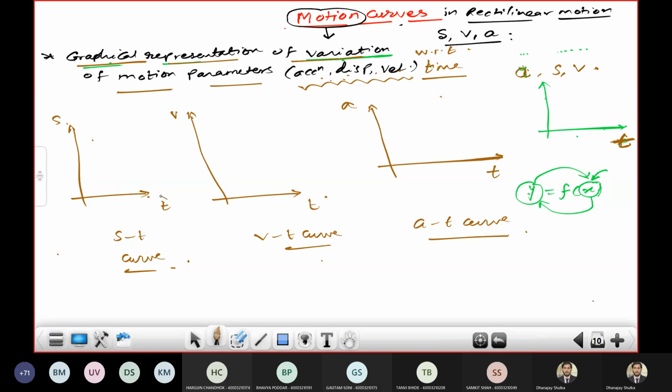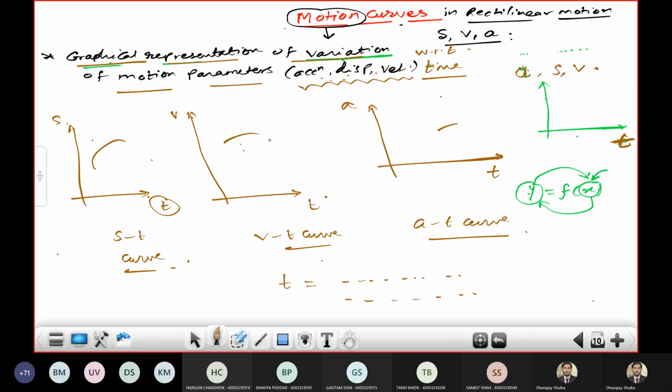Time is an independent parameter. As time proceeds, how the motion is changing, we can predict with respect to the graphs. Is that clear? Hello? Yes, sir. That is what motion curves are.